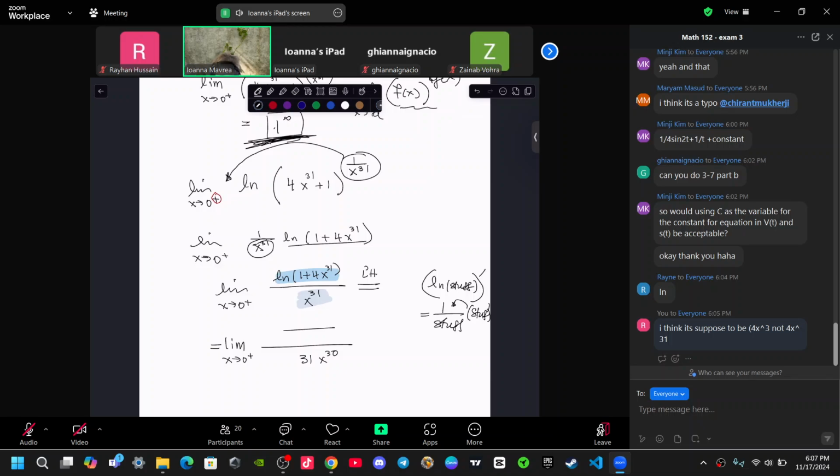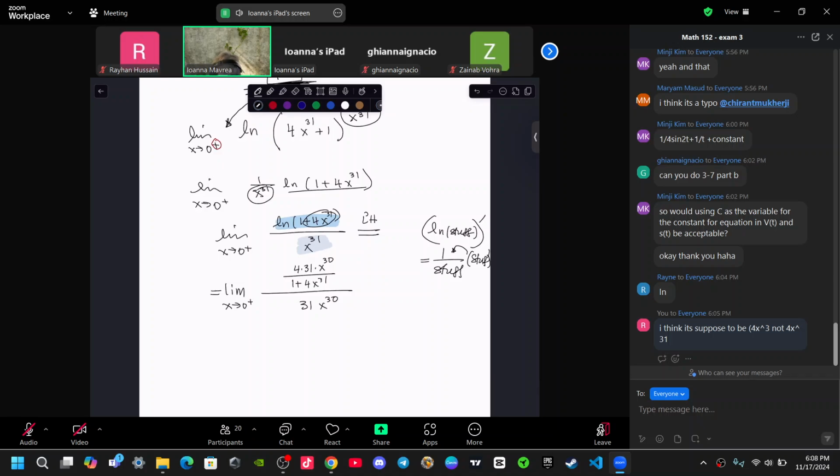So 1 over the stuff times the derivative of the stuff, which is going to be 0 plus 4 times 31 times x to the 30. No need to multiply 4 times 31 and get 99, for example. Right? You don't want to just throw points away like that. Don't multiply. So now you simplify. All that goes away with all that.